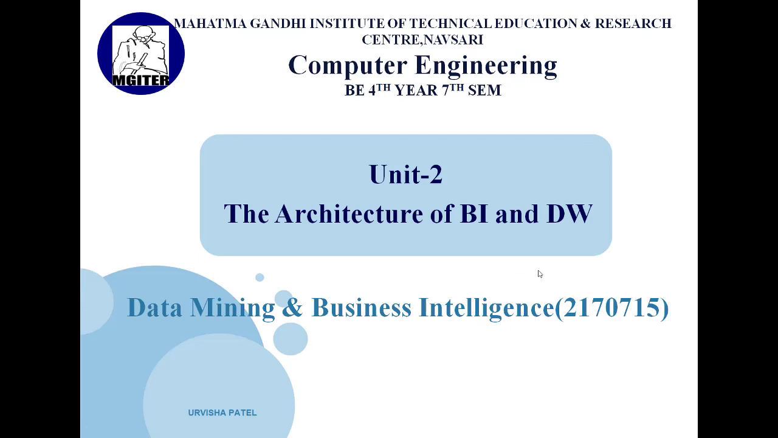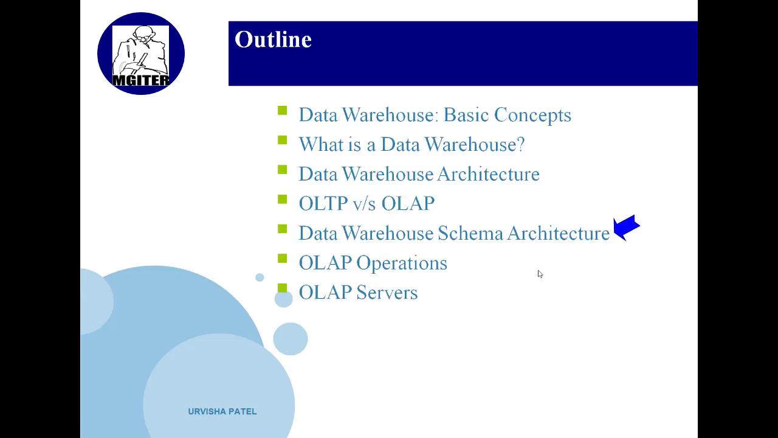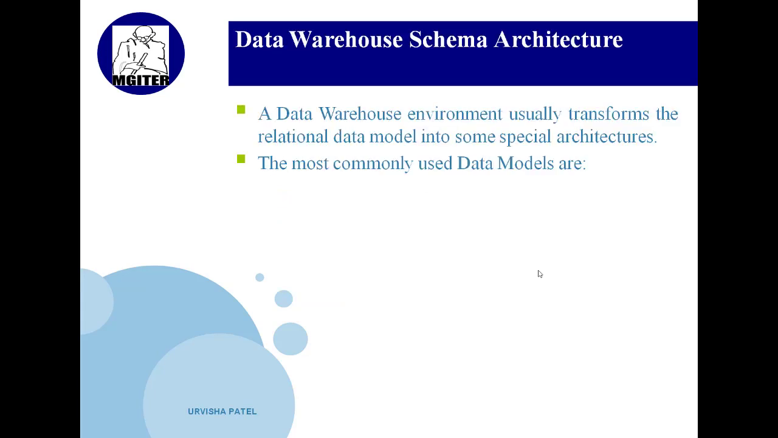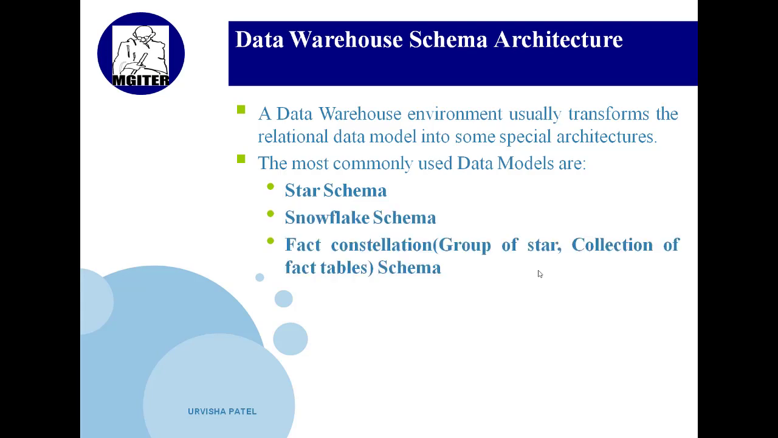Let's continue with unit number 2. Today we are going to discuss data warehouse schema architecture. A data warehouse environment usually transforms the relational data model into some spatial architectures that are called data models. The most commonly used data models are star schema, snowflake schema, and fact constellation schema.